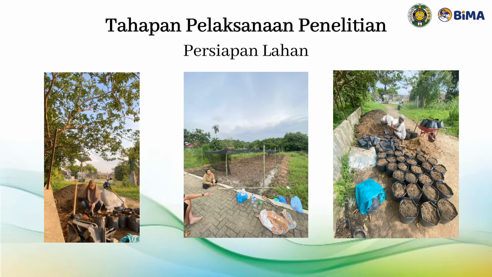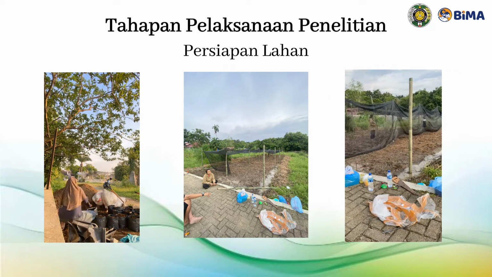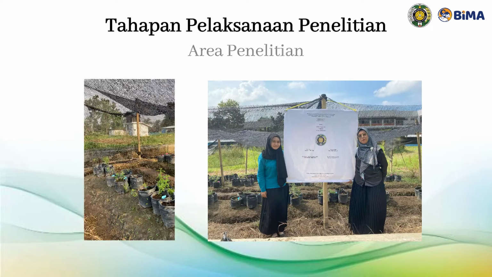The research preparation consisted of mixing planting materials consisting of topsoil, manure, and rice husks with a ratio of 3 to 1 to 1. The polybag used in this study was 10 kilograms in size. For shade, it has a density of 50%.